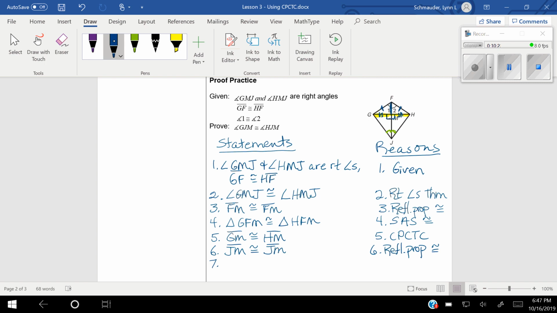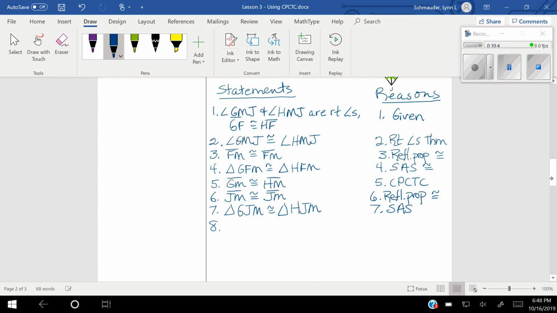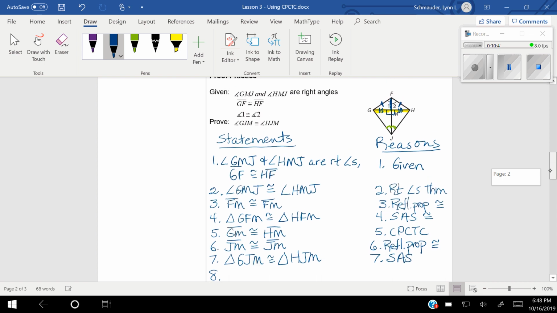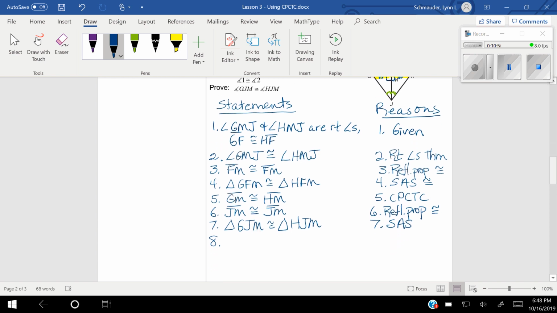Triangle GJM is congruent to triangle HJM. And how do I know that? Once again, side angle side. And so finally, I can say what it is I'm trying to prove, which is angle GJM is congruent to angle HJM because they're corresponding parts of congruent triangles.